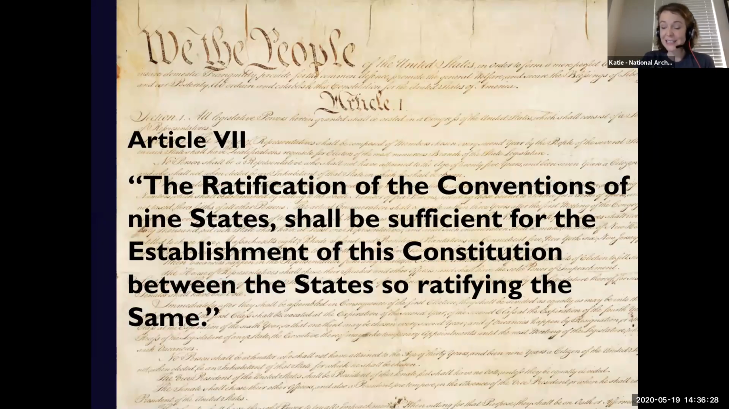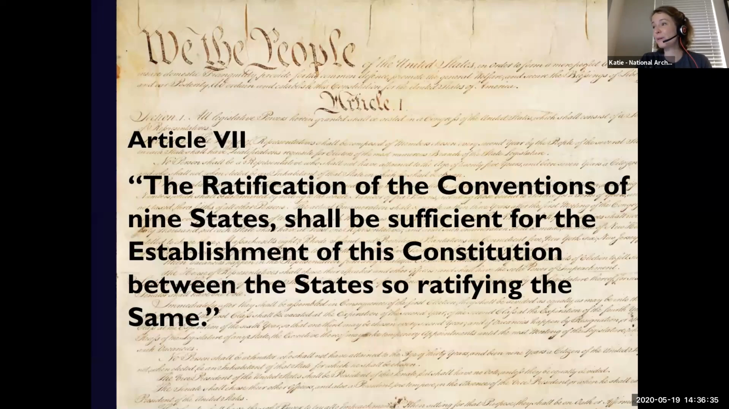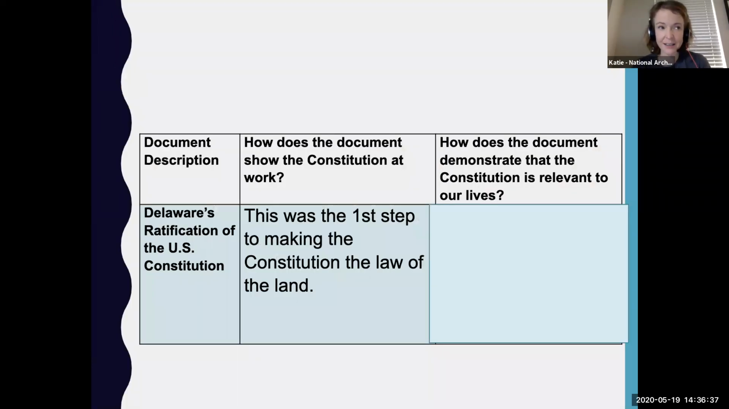So when we see this document, we are seeing one of these first steps to making the Constitution the supreme law of the land. How does this impact us today? Well, let's think about it this way. What might have happened if Delaware and 8 other states had never ratified the Constitution?